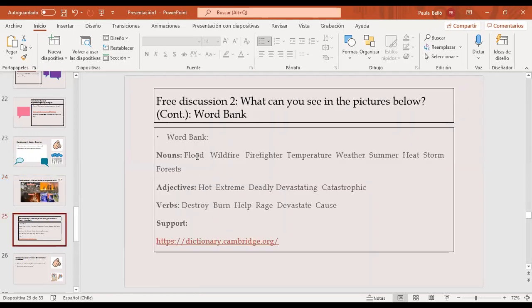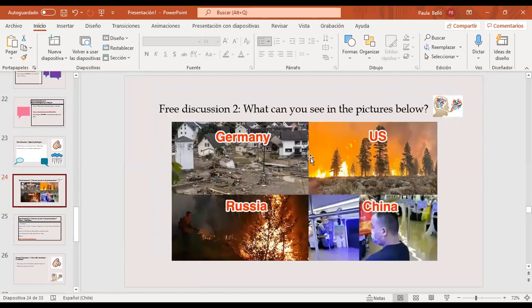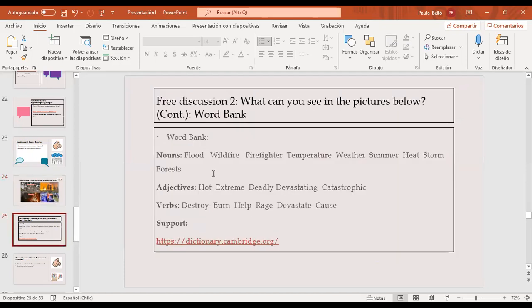And here we have the World Bank. I will try to show the pictures. So we have the nouns: flood, wildfire, firefighter, temperature, weather, summer, heat, storm, and forest. Do you know all of the words?